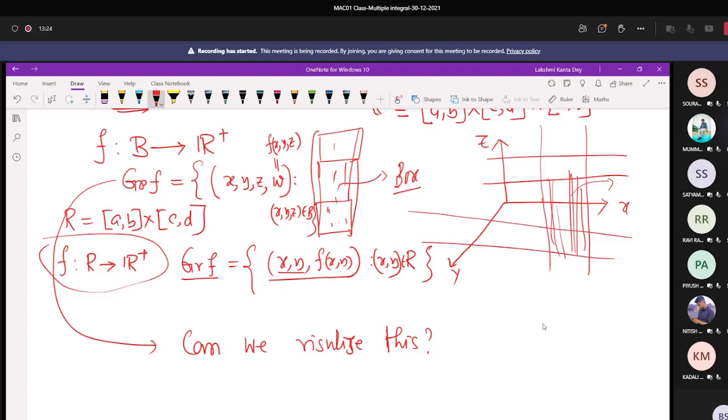Because this is a subset of R4. How many dimensions are there? 1, 2, 3, 4. So anything beyond three dimensions, we cannot visualize. Geometrically, we have to say it is something above that rectangular three-dimensional region and below the graph of the function. But the graph of the function we cannot visualize because it is four-dimensional.